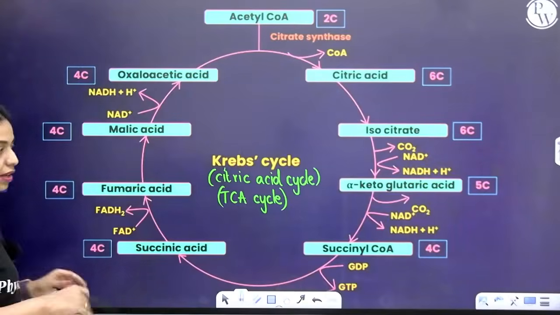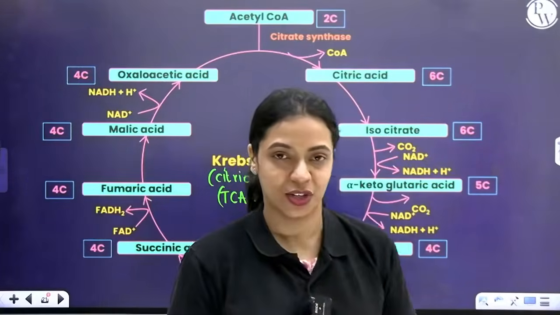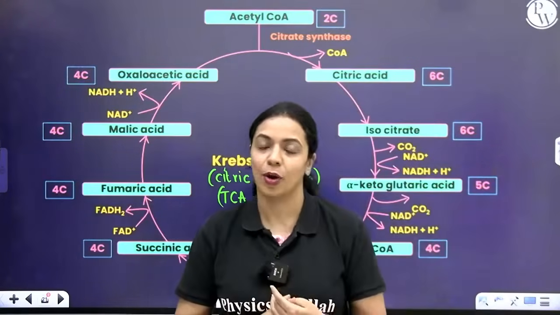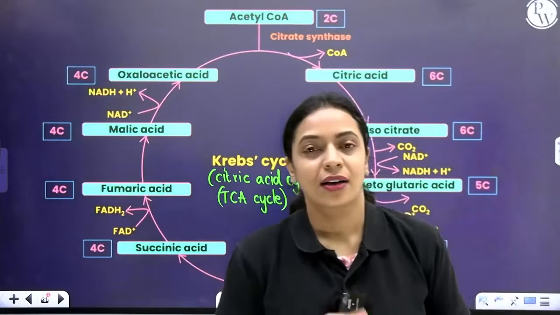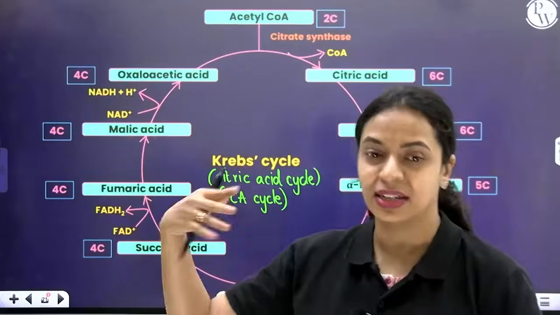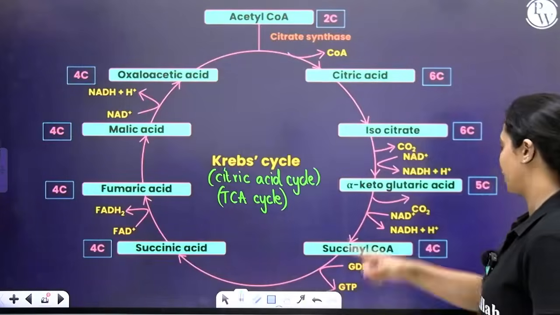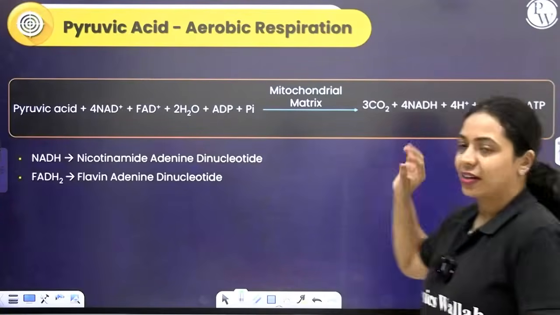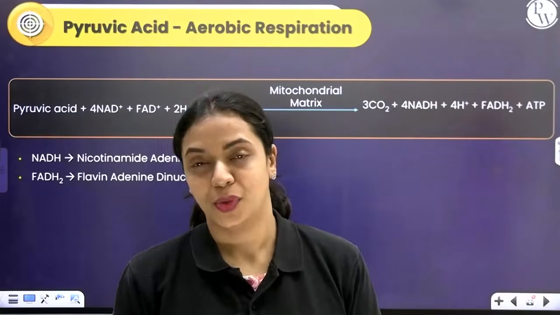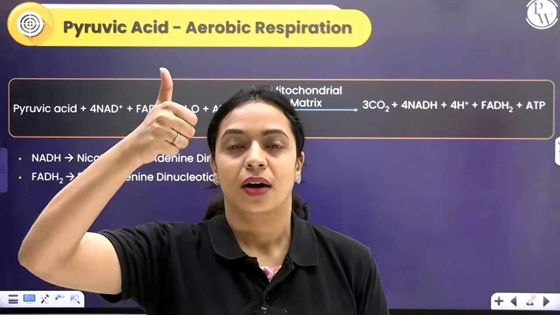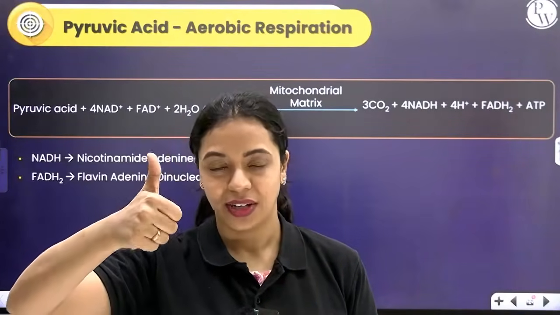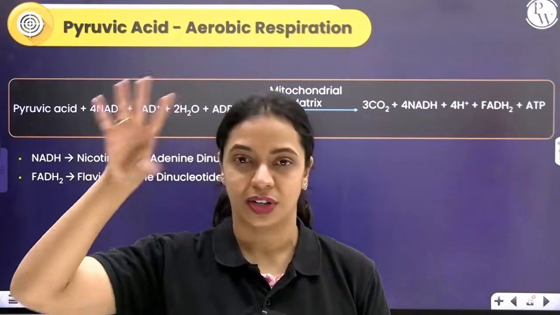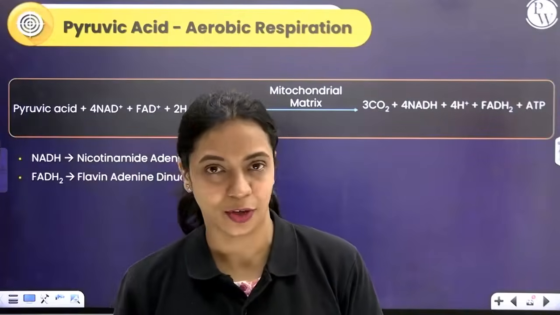Alright. Even over here, it's important for you to remember where all decarboxylation is happening, where GTP is getting synthesized, where NADH is getting formed, where coenzyme A is getting released. So all of these you should remember. Now, in aerobic respiration, what will have to happen to pyruvic acid? It will undergo oxidative decarboxylation in the mitochondrial matrix. It will also go through the Krebs cycle in the mitochondrial matrix. So within the mitochondrial matrix, the following reactions will happen in aerobic respiration.